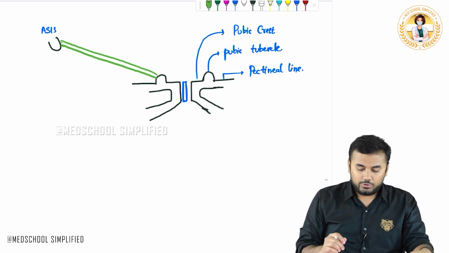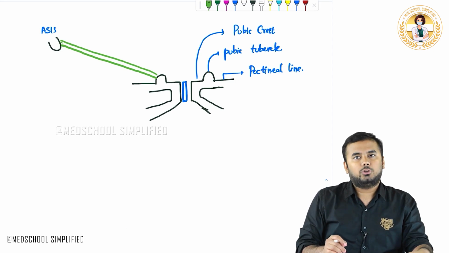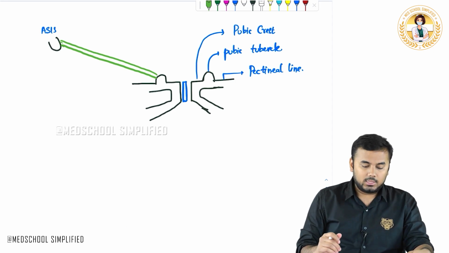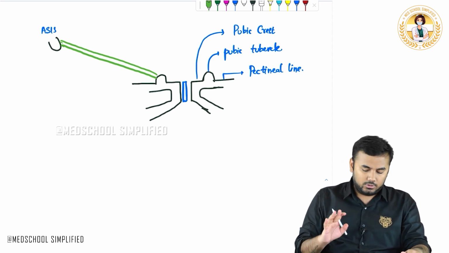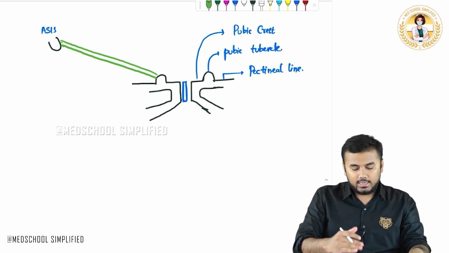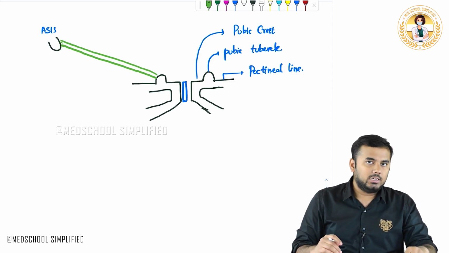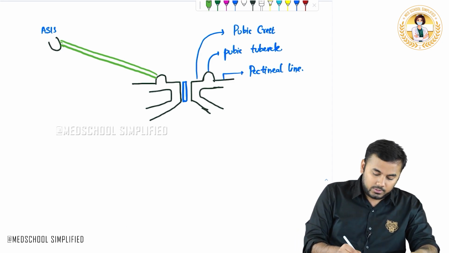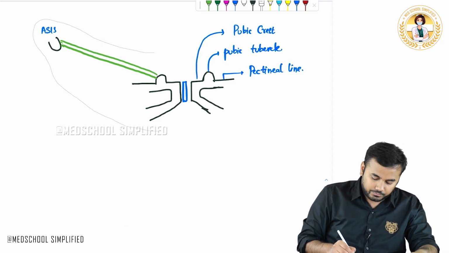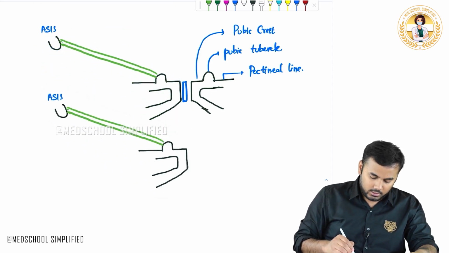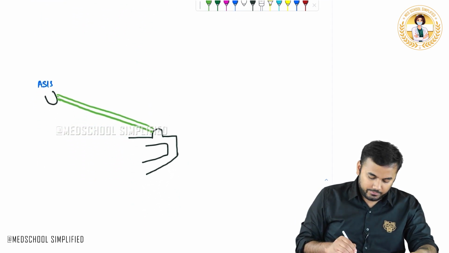But I want you to remember what is the pubic crest, what is the pubic tubercle, and what is the pectineal line. So now we shall put up the same picture and add things one by one. What the inguinal ligament actually is, we shall discuss. So let me put up the same picture once again.